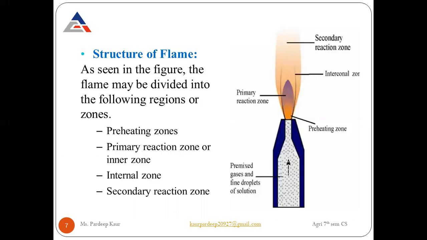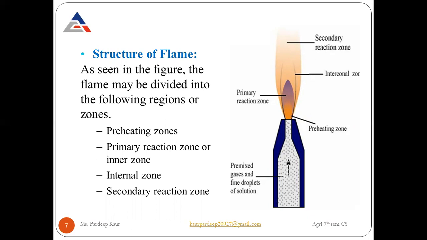Next is structure of flame. So what is the structure of flame? As shown in the figure, there are different structures of flame. First of all, the dark orange part of the flame is called preheating zone.